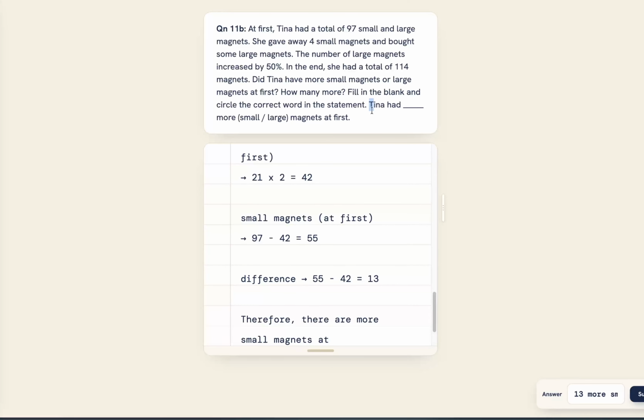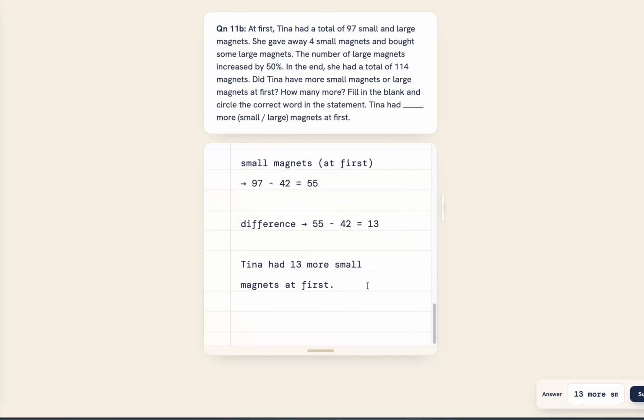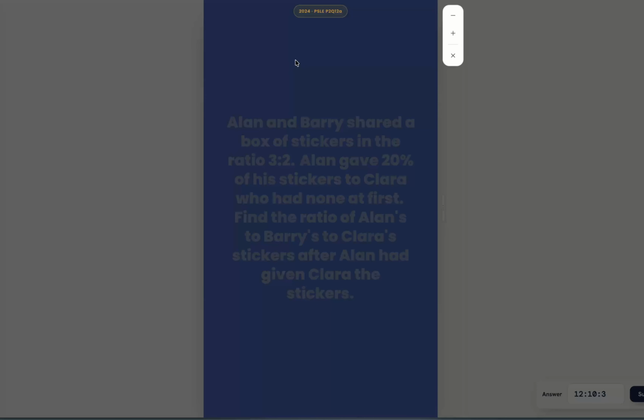So Tina had, sorry, this is the whole statement: Tina had 13 more small magnets at first. What you see over here? There you go. Question 12, part A.